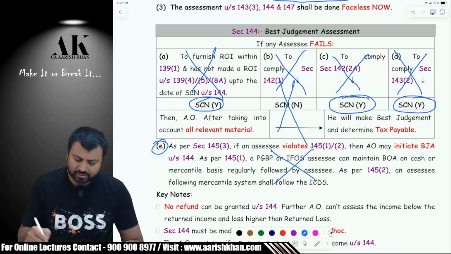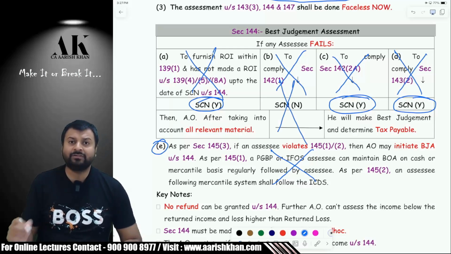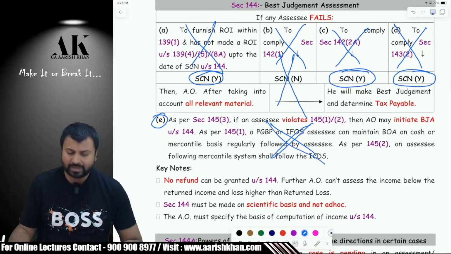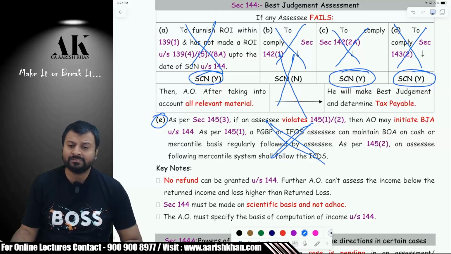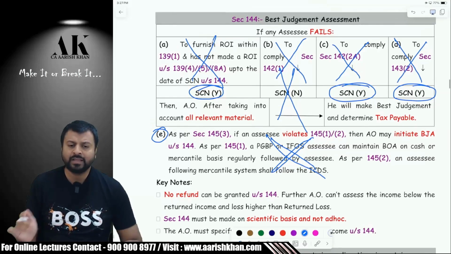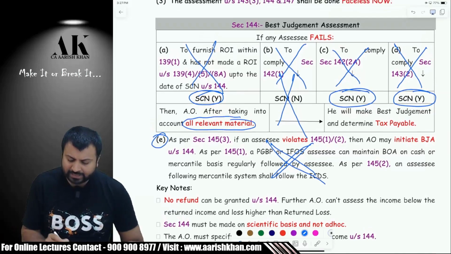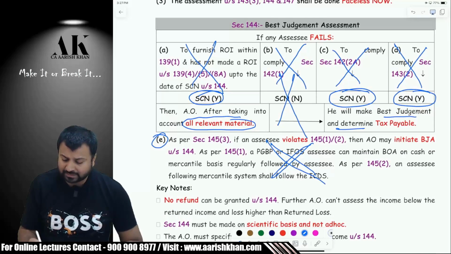But he is not going to send you a show cause notice in case you don't comply with 142(1) or in case you don't comply with 145(3). He will not send you the show cause notice. Okay. In these 3 cases he will send, and in the 2 cases he will not send, as it is mentioned in the book.